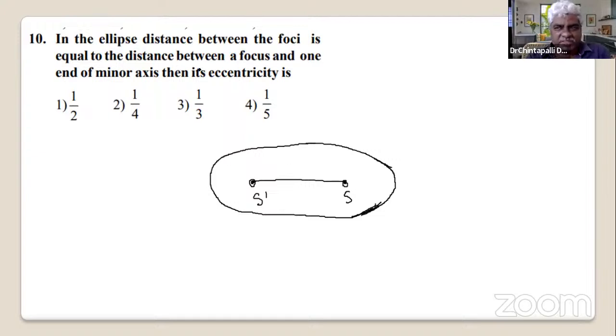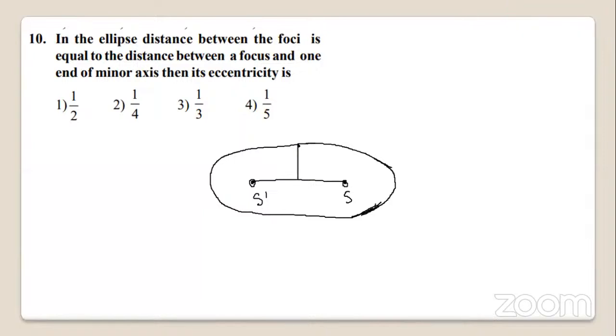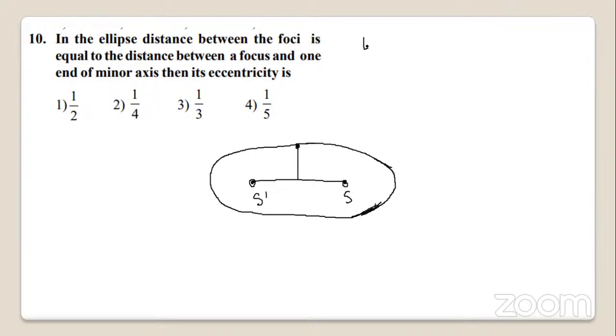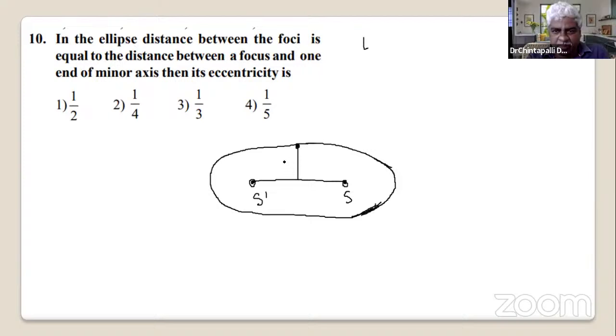And see, first read the problem very clearly. In the ellipse, the distance between the foci is equal to the distance between a focus and one end of the minor axis. You know, it is the minor axis. Half of the minor axis. We need only one end of the minor axis. You know, the length of the major axis is 2A, while the length of the minor axis is 2B. So it is only B.